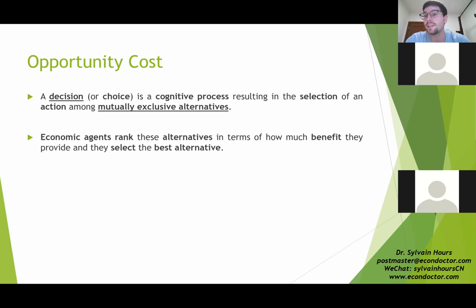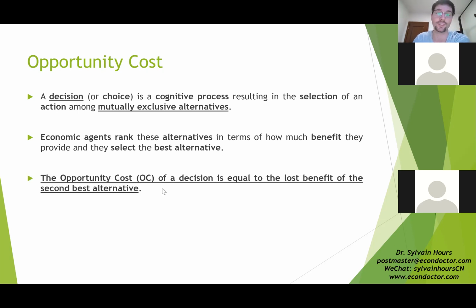So how do we make decisions? Well, we consider all the alternatives. We rank them from best to worst. And then, unless we have a problem, we choose the best. We choose the best alternative. And because they are mutually exclusive alternatives, all the other options are gone.